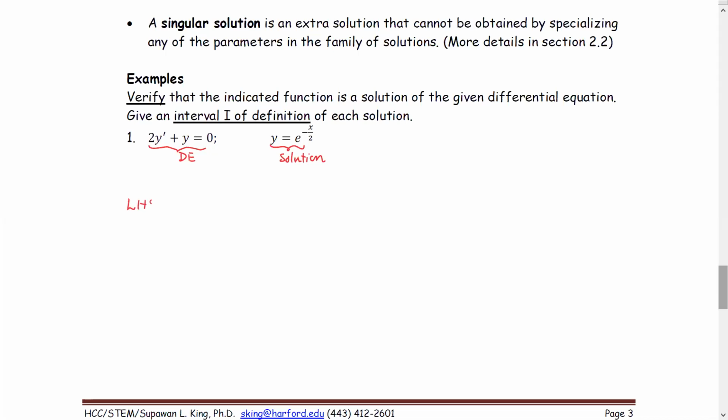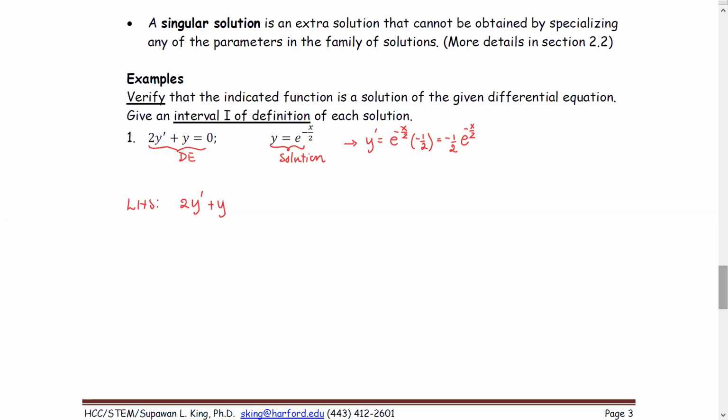The left-hand side of the differential equation is 2y prime plus y. The solution is in the form of y equals e to the negative x over 2. We just put on the side what is y prime, find the derivative, and we get e to the negative x over 2 multiplied by negative 1 over 2, from applying the chain rule, or we have negative 1/2 e to the negative x over 2.